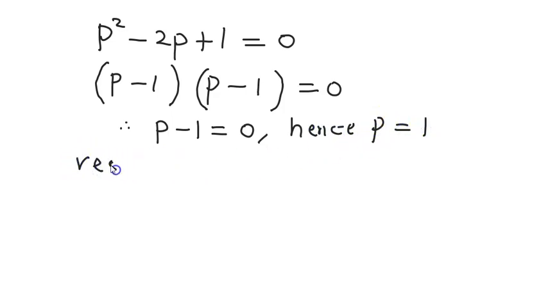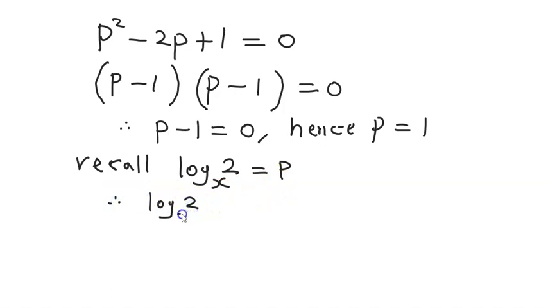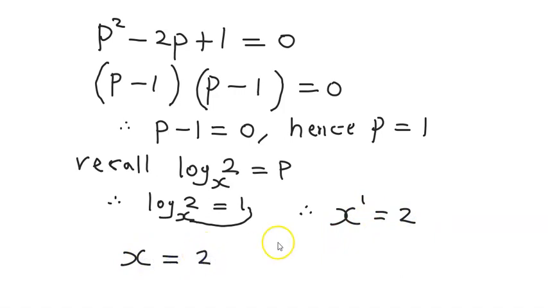But we have to recall that we said log 2 base x is equal to p. Now that p is 1, we can say log 2 base x is equal to 1. And remember, when you are converting from log to indices, the base carries this as the power. So I will say x to the power of 1 is equal to 2. And x to the power of 1 is still the same as x. So x is 2. Good.